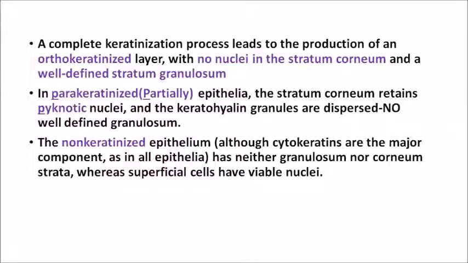In parakeratinized epithelium, it is a partially keratinized epithelium. Orthokeratinized was a complete keratinization. Here, the stratum corneum will retain pycnotic nuclei. In ortho, there were no nuclei. Here, there is a nucleus present, but it is pycnotic. Pycnotic means there is shrinkage of the nucleus.